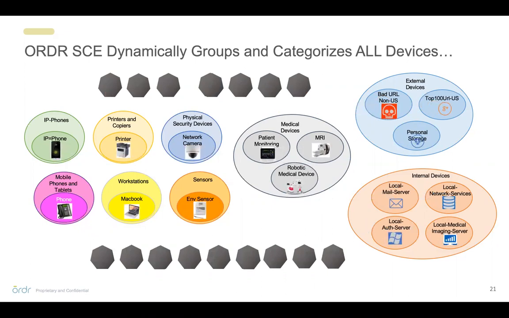So in the case of this MacBook, it's into a category of MacBook and it's a workstation. For a physical security device, we know it as a specific type of device, but it's in the category of network camera. At the highest level, it's a physical security device. And we're doing this also for internal and external targets.